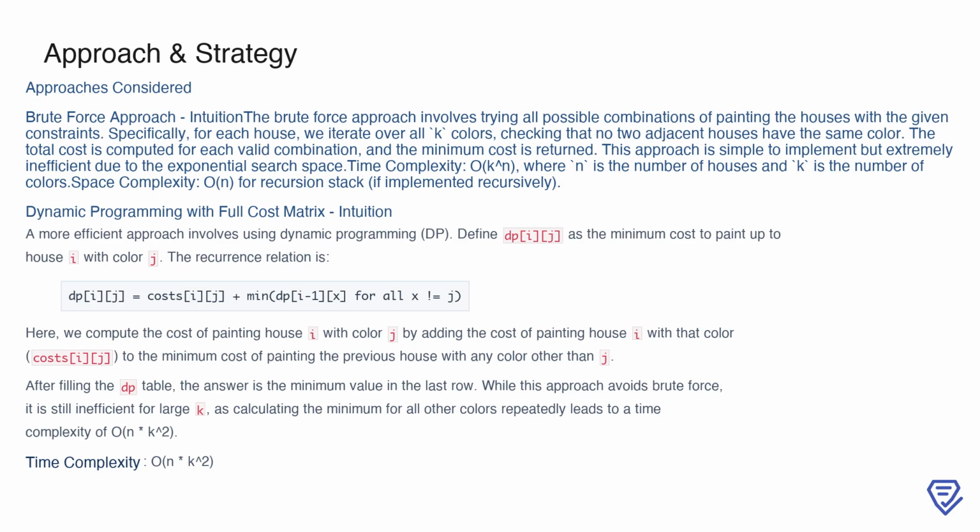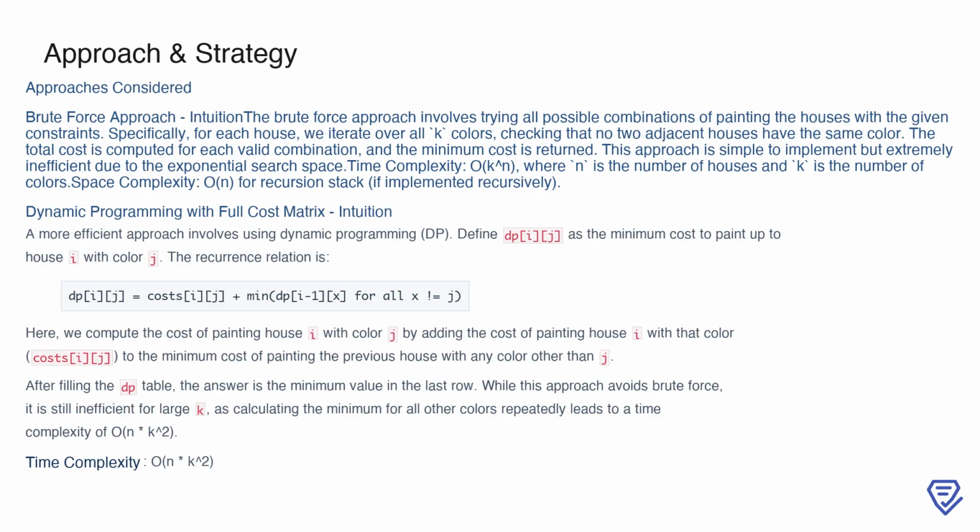To solve the Paint House 2 problem, we first consider the brute force approach. The idea here is to try every possible way to paint the houses while ensuring that no two adjacent houses share the same color. For each house, we loop through all k colors, calculate the total cost for every valid combination, and then return the minimum cost. Although this approach is easy to understand and implement, it's highly inefficient due to the exponential growth of the search space. The time complexity of this method is O(k^n), where n is the number of houses and k is the number of colors. This means the solution becomes computationally infeasible as the input size grows.